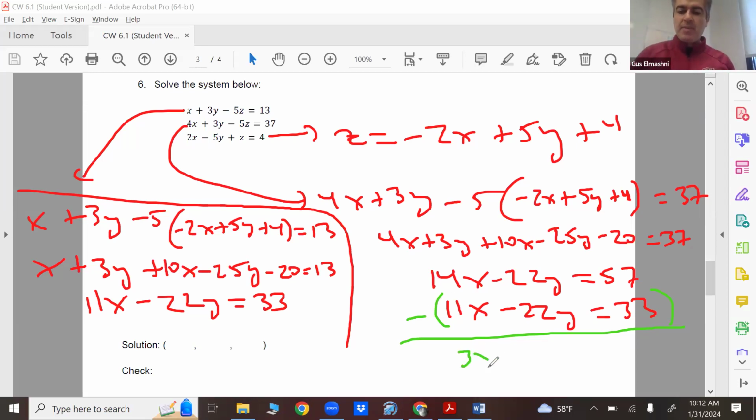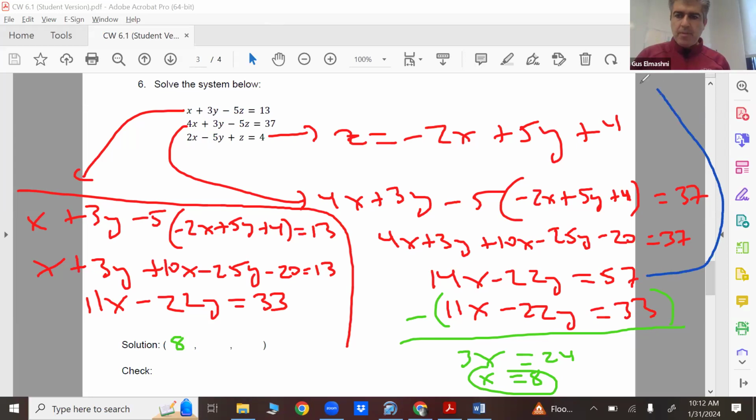That gets 3x. The y's go away, you get 24. x is 8. So I have 8 here. Then I have to get y. I could maybe use this one here: 14 times 8 minus 22y equals 57.